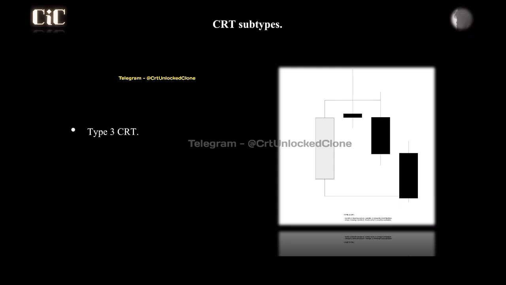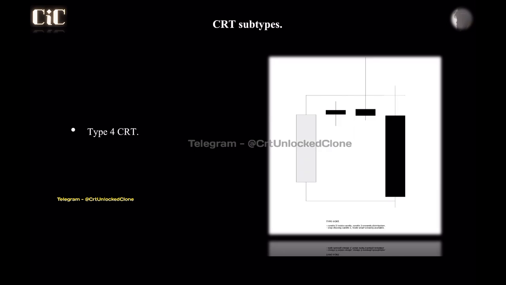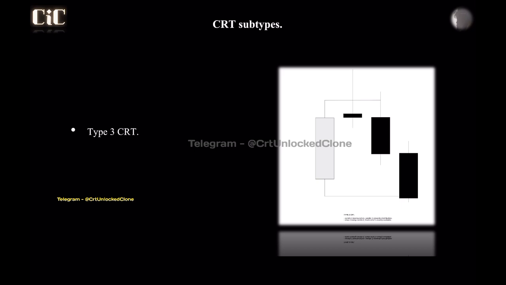Type 3 CRT is candle 1 accumulation, candle 2 manipulation, and then candle 3 onwards distribution. So more than 3 candles. And in type 3 you want to avoid chasing candle 2. Let candle 2 play out like it wants to, right? Let the market makers manipulate like they want to. Then you have an easier, faster candle in candle number 3.